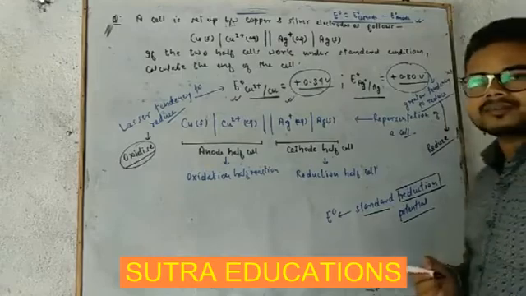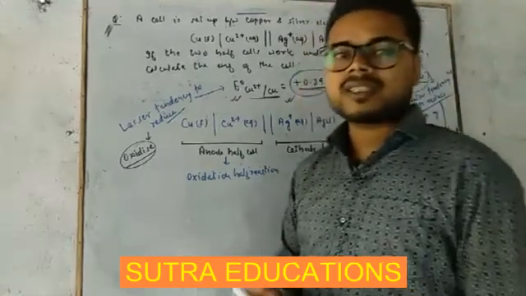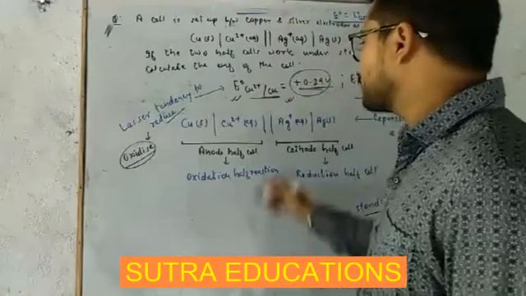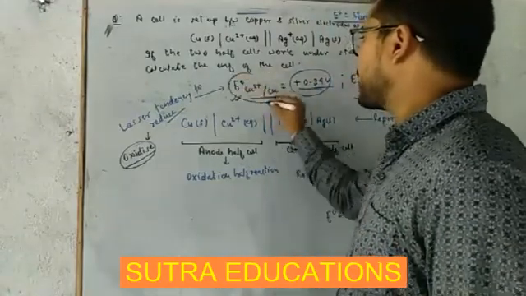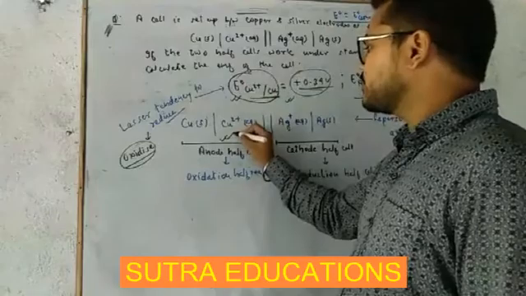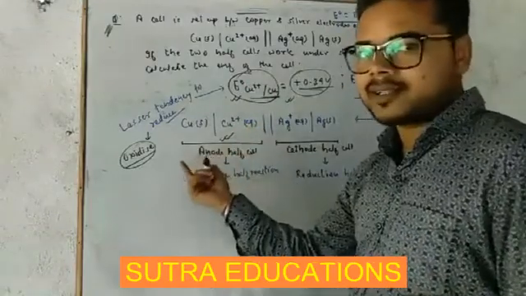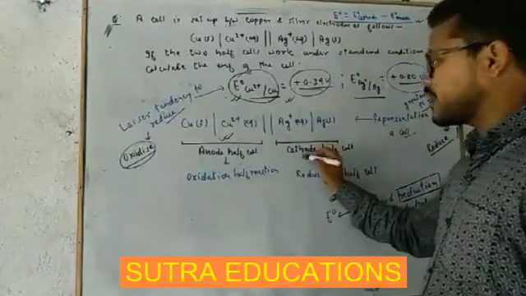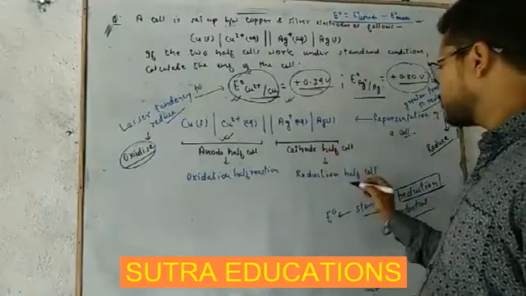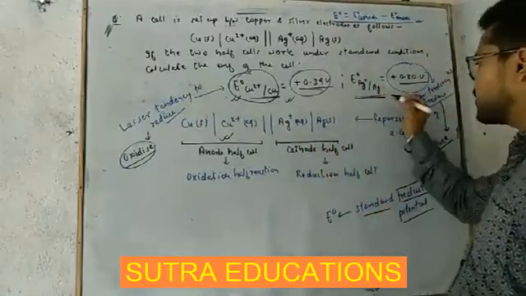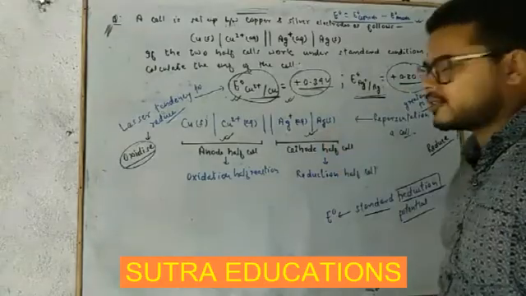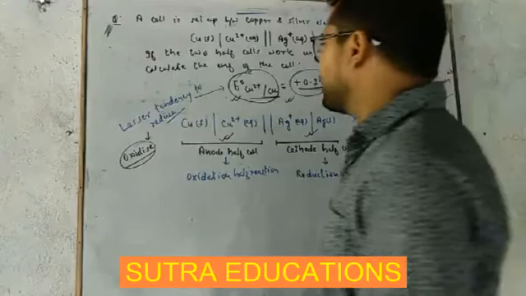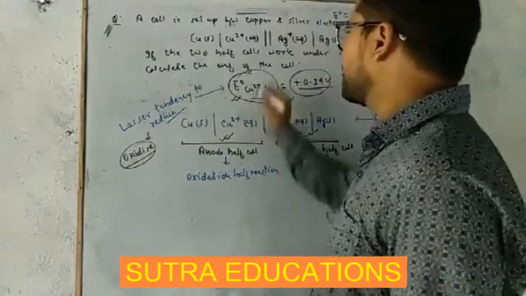And we know oxidation takes place at the anode, so this is present in the anode here. In the cell reaction itself it is mentioned. And reduction takes place at the cathode. So reduction of this Ag plus is taking place at the cathode. This is the concept. Now we have to calculate the EMF of the cell.